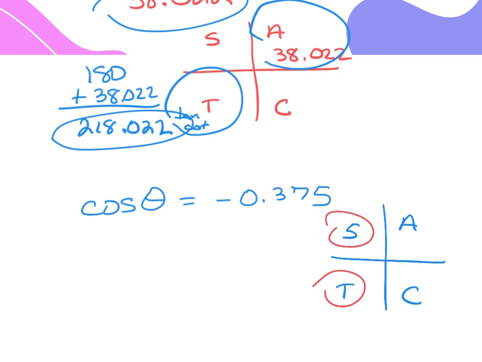Everybody with me on that? So watch what happens when I do cosine⁻¹ and I put in -0.375. Tell me what you get. Error. You're doing cosine⁻¹? Shouldn't be an error. It should be 112.024. Yes. Now, where is the reference angle normally located? What quadrant?